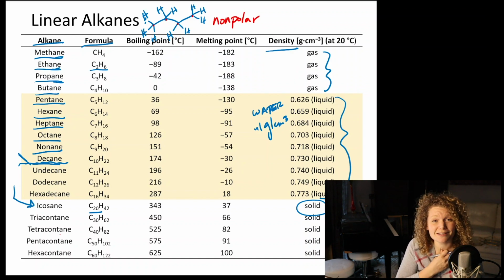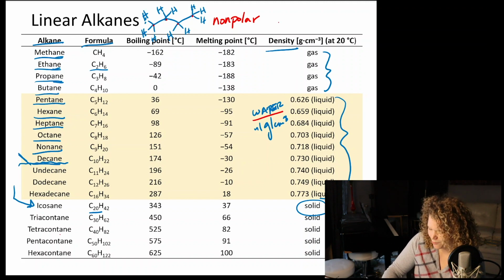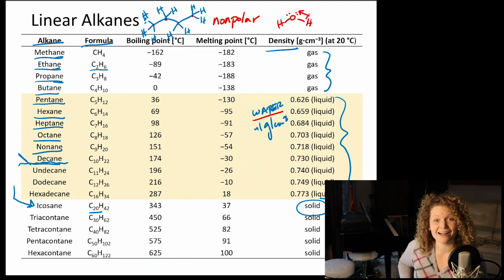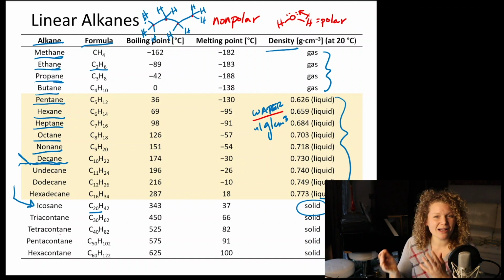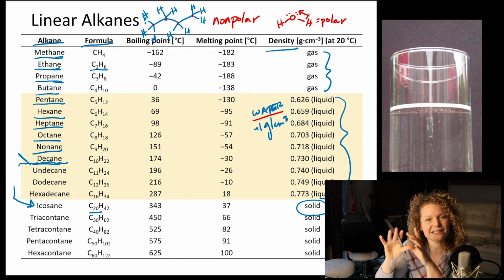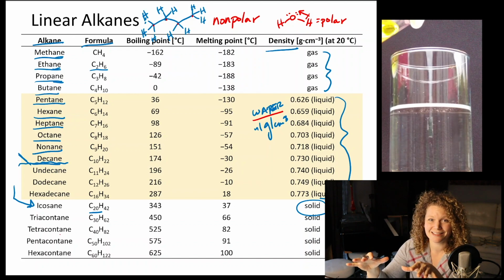Now, if we compare it to something like water, we know that water is very polar. The oxygen here is very electronegative, and so our dipole moment is going to be moving towards the oxygen that wants those electrons. And so whereas water is polar, linear alkanes are nonpolar. This means that they do not mix.